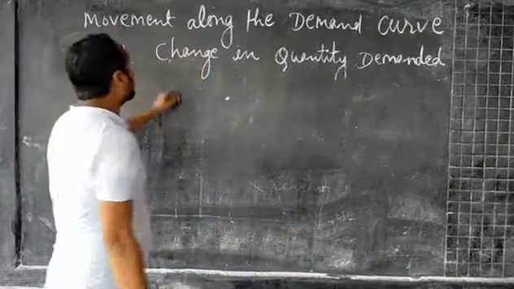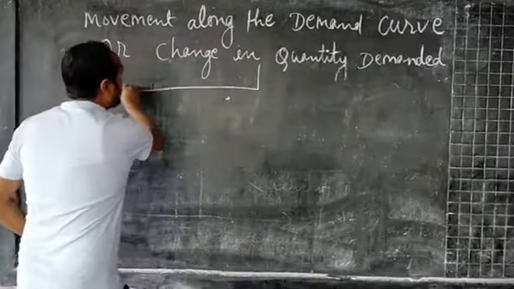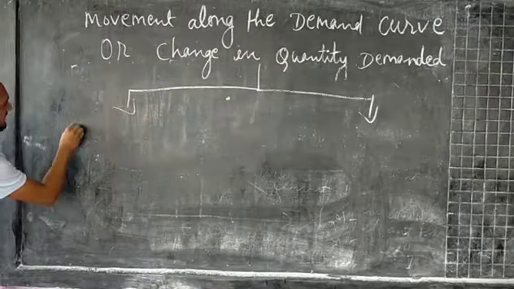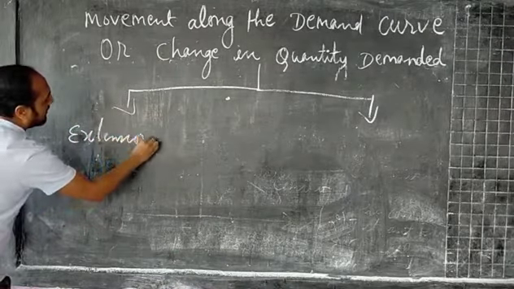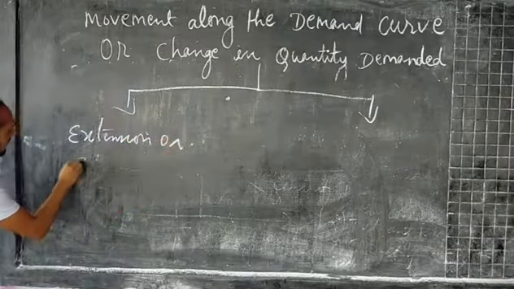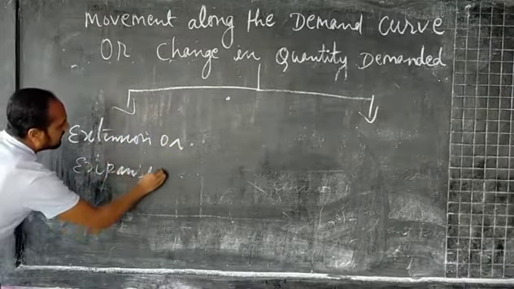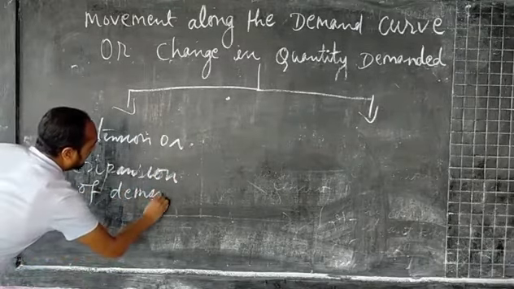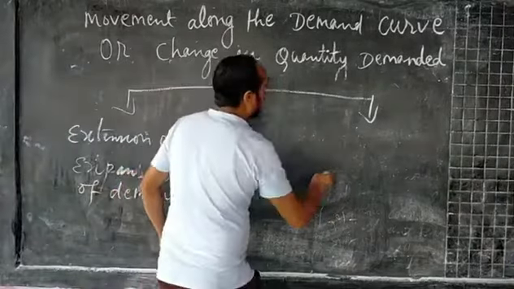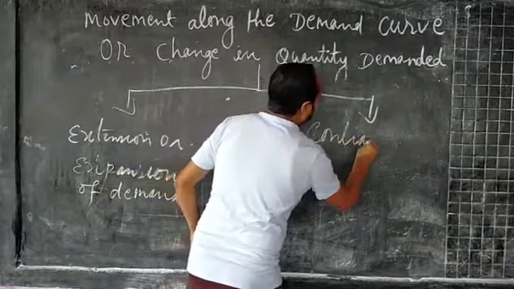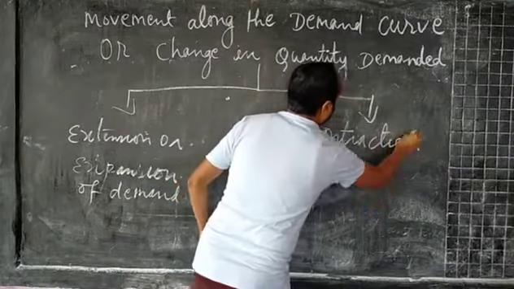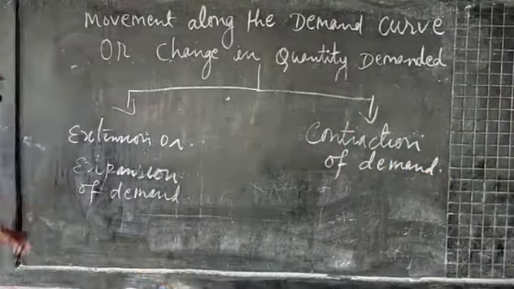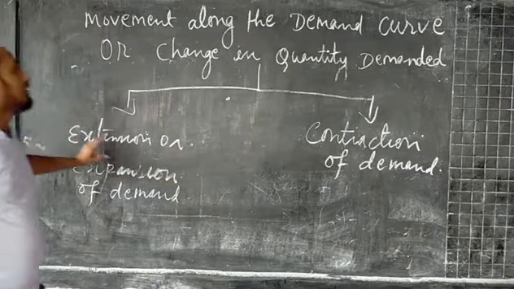Next, this change in quantity demanded can be classified into two parts. Number one, extension or expansion of demand, and the next one, contraction of demand. Now you have to understand the definition of extension of demand and contraction of demand.